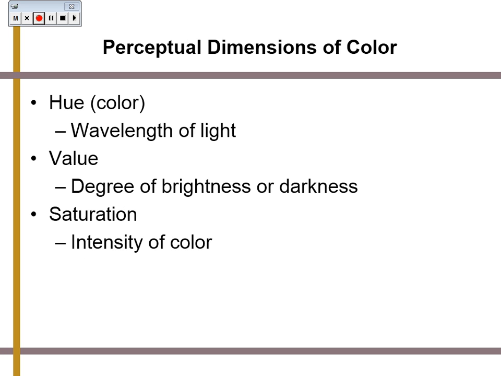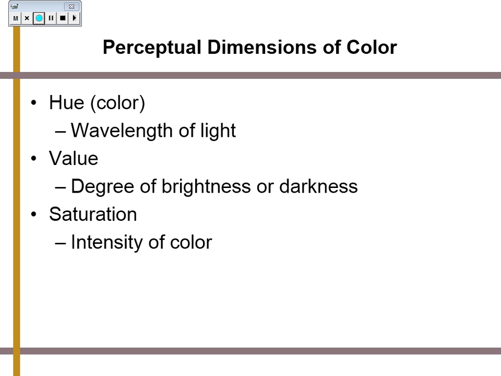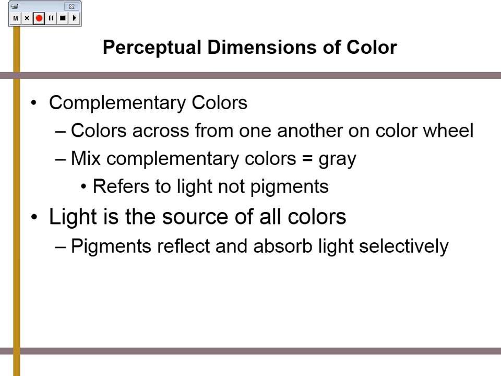These three things, this is all I want you to know is a definition. Know the definition of hue, value, and saturation. This is the dimensions of color. Okay? Know hue, value, and saturation. The dimensions of color. No more. Each one has their own definition. Don't worry about the color wheel. All right.